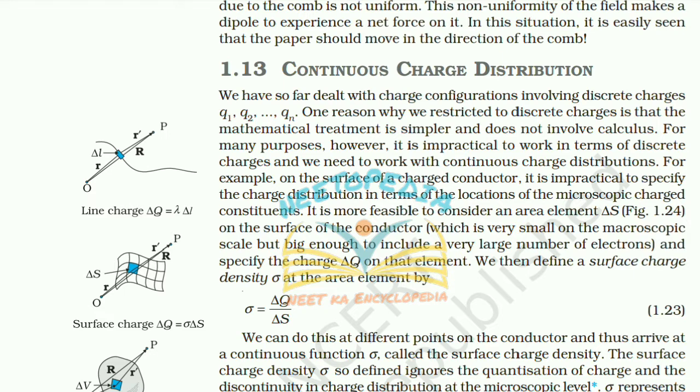For example, on the surface of a charged conductor, it is impractical to specify the charge distribution in terms of locations of the microscopic charge constituents. It is more feasible to consider an area element delta S on the surface of the conductor, which is very small on the macroscopic scale but big enough to include a very large number of electrons, and specify the charge delta Q on that element. We define a surface charge density sigma at the area element by sigma is equal to delta Q upon delta S.